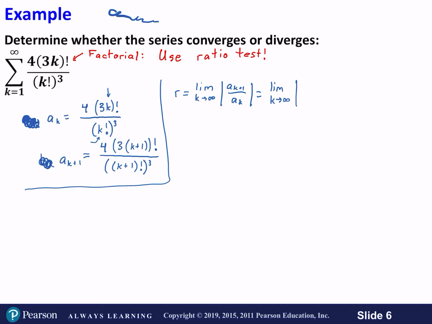Alright, so a_{k+1}, we have 4 times (3k+1)! over ((k+1)!) cubed, times 1 over a_k, which is going to be (k!) cubed divided by 4 times (3k)!.